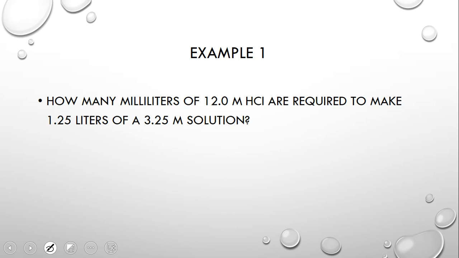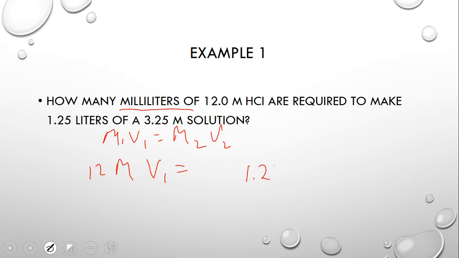So in this case, we have 12 molar HCl. That's concentrated HCl. So our M1V1 equals M2V2. Our M1 now is 12 molar. And we're looking for how many milliliters of it, so we don't know the volume of it. We're going to make 1.25 liters. So our second volume is 1.25 liters. Keep in mind, this is in liters. And then 3.25 molar would be that second molarity, 3.25 molar.